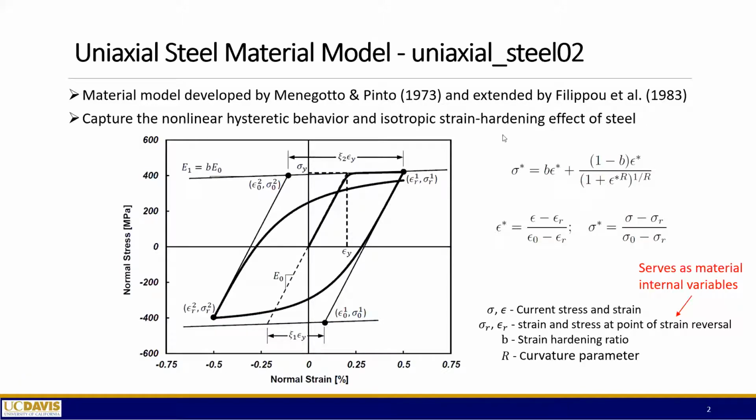First, let me briefly review what this material model does. It was developed by Menegotto and Pinto in 1973 and later extended by Professor Filippou in 1983. This is the same material model, Steel02, used in OpenSees. So if you already have calibrated that, you can directly use the same set of material parameters. It's going to give you the same results. It's capable of capturing the nonlinear hysteretic behavior and isotropic strain hardening effect of steel.